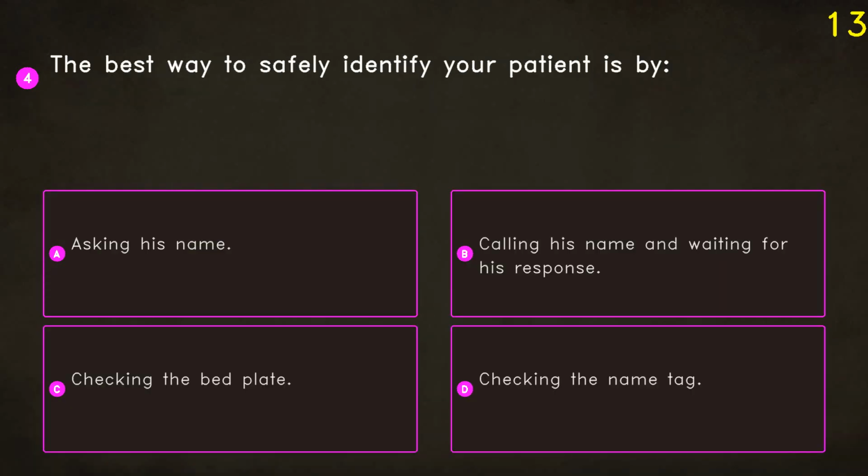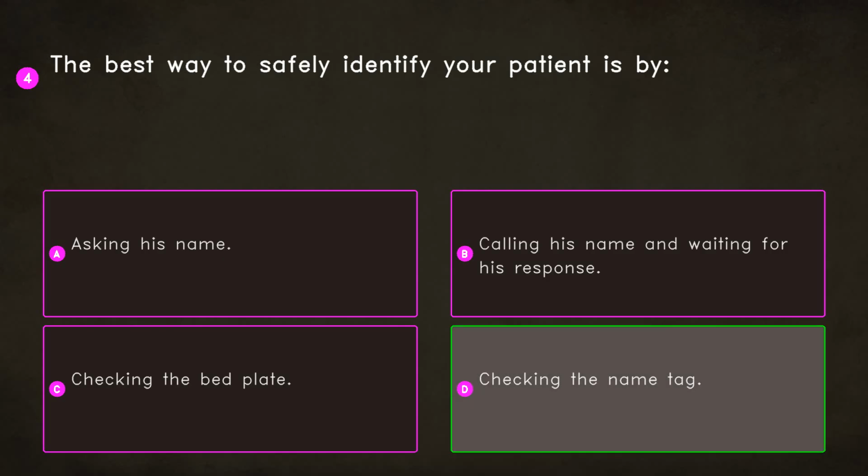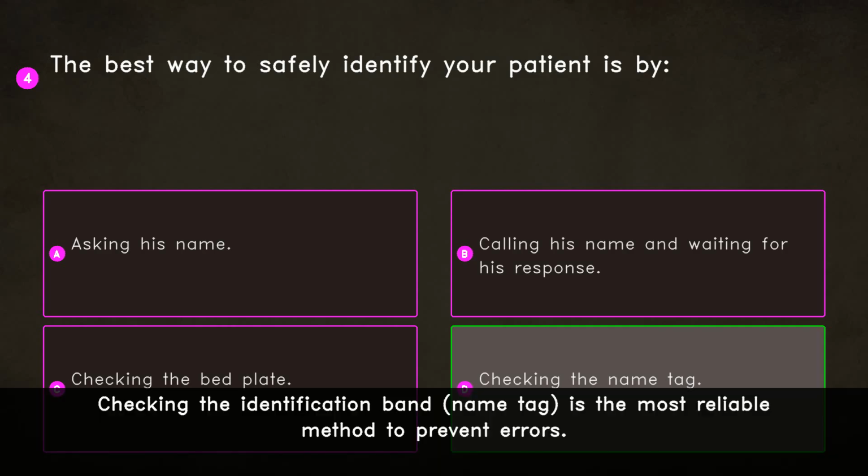Question 4. The best way to safely identify your patient is by A. asking his name, B. calling his name and waiting for his response, C. checking the bed plate, D. checking the name tag. The correct answer is checking the name tag. Checking the identification band, name tag, is the most reliable method to prevent errors.